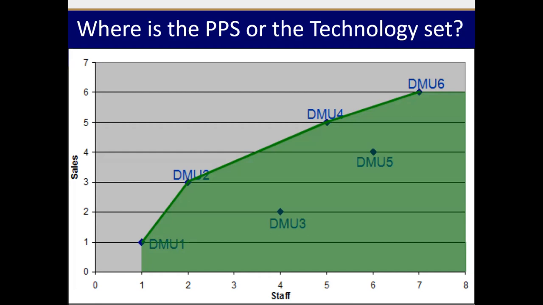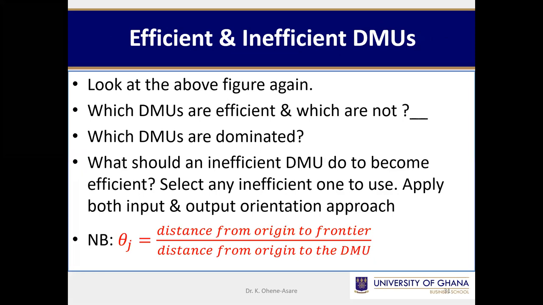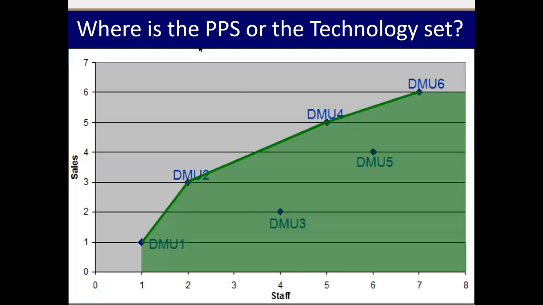DMU 1, 2, 4, and 6. So you have 1, 2, 4, and 6. Which ones are inefficient? Tell me. DMU 3 and 5. Now which DMUs are dominated?